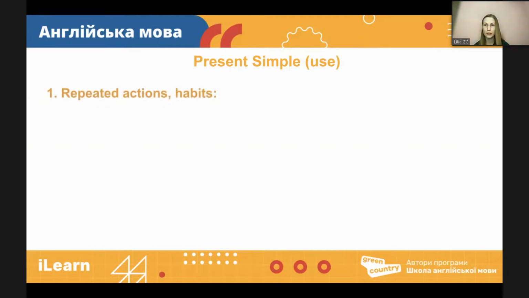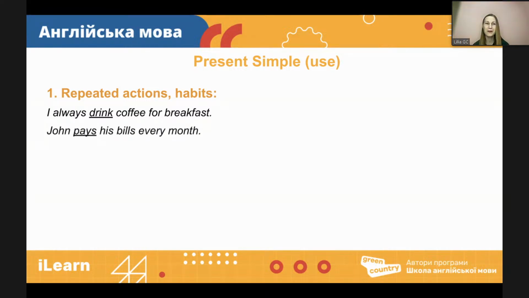So here are the rules when we actually need present simple. First of all, it's for repeated actions or some typical habits. For example, I always drink coffee for breakfast. Or vice versa, I never drink coffee for breakfast. That's also a habit, maybe a healthy one. Or here, John pays his bills every month. So again, it's a regular action repeated month by month. So typically.